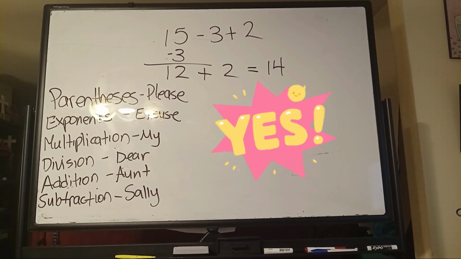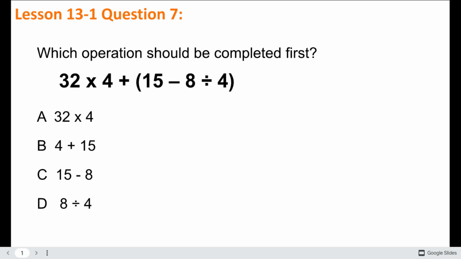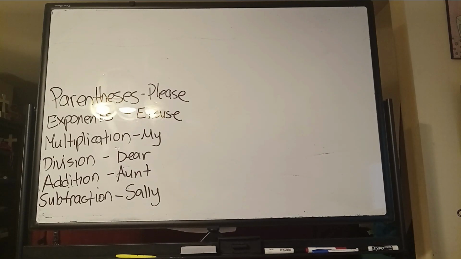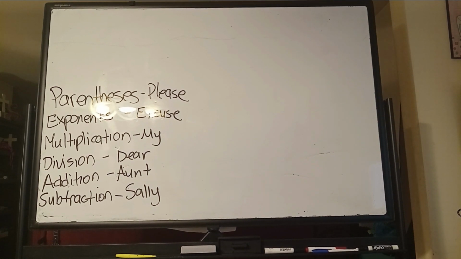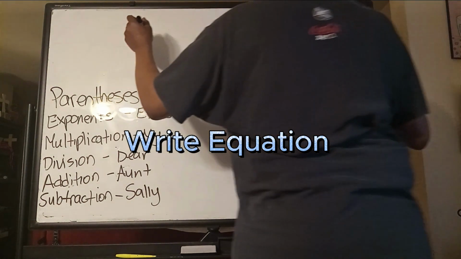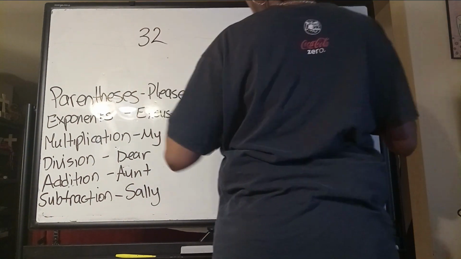Understanding? Yeah. All right. Which operation should be completed first? 32 times 4 plus 15 take away 8 divided by 4 in parentheses. All right. So now let's try our last problem. And again, this one just wants to know which operation is going to be done first. And like I told you, we're working it to the finish.